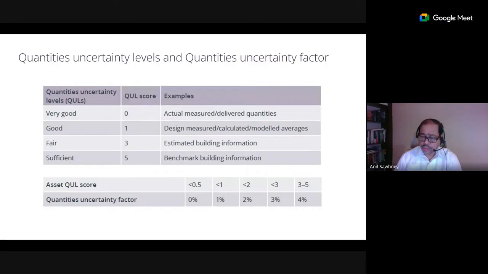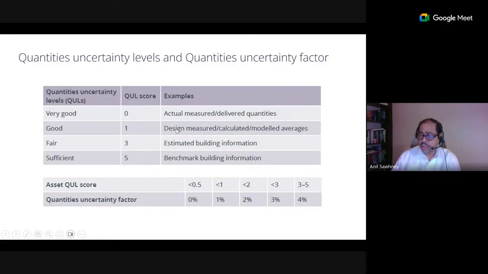So if your quantities have come from a BIM model, for example, they are highly accurate, they would be considered very good. QL score will be 0. This should actually happen post completion, because you would have your actual quantities. If you want to go and check your as built, let's say concrete, you have purchased concrete, you know the actual quantity. So it would be very good quantity information, zero QL score. If it is a zero QL score, you are going to get a quantities uncertainty factor of 0%.